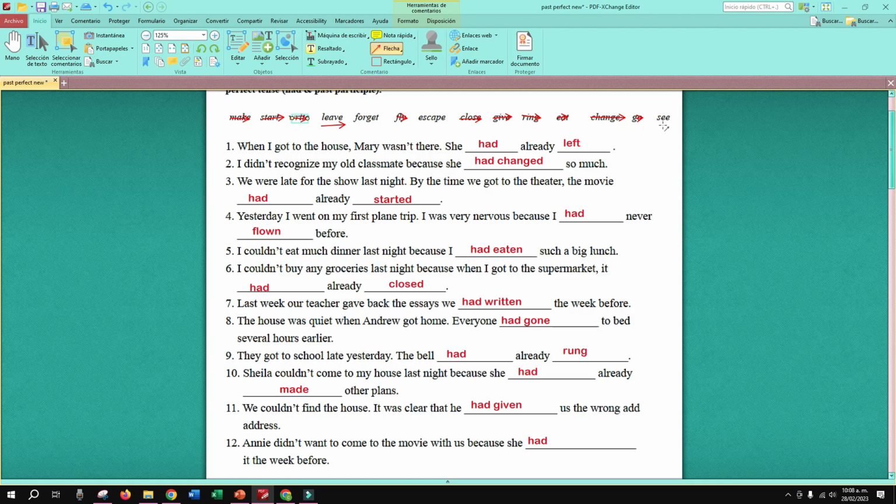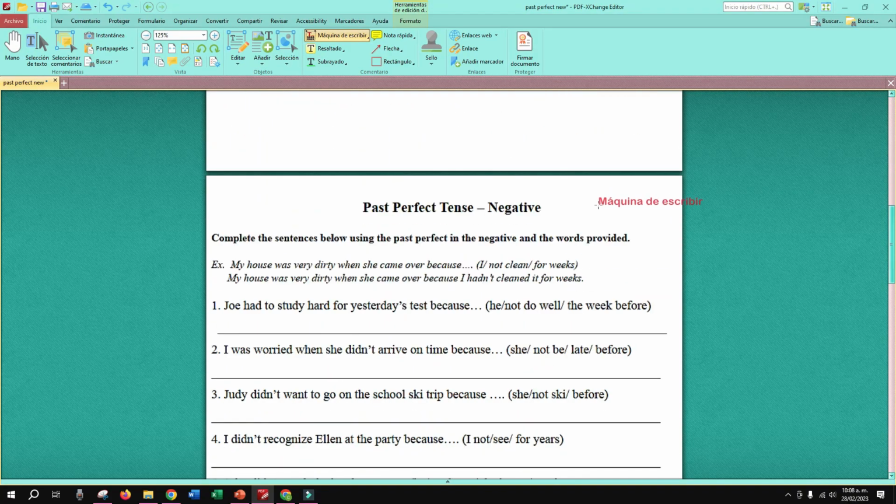Forget, escape, and see. Which would be? Seen, if you talk about the movie, right? Seen. Yes, Annie didn't want to come to the movie with us because she had seen it the week before. Excellent. Pretty good, right? So don't forget to study the past participle of the verbs. That will be important here.